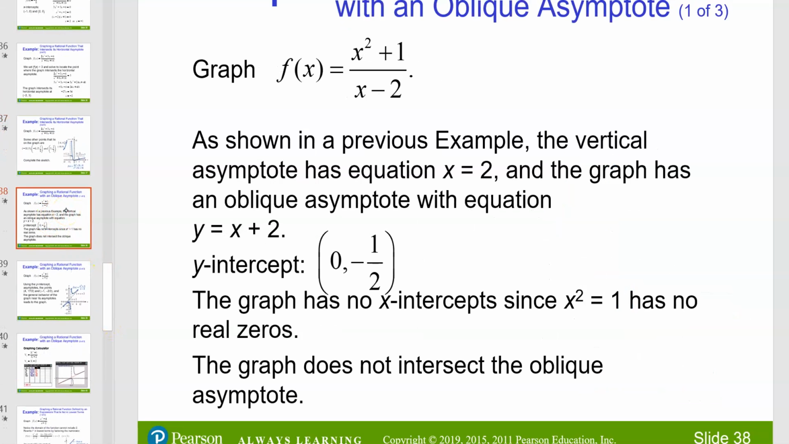X squared plus 1 over x minus 2. Did we already do that one? We already did that one. I'm going to go ahead and just come up with that other one real quick. And let's just say we're going to try to graph this.